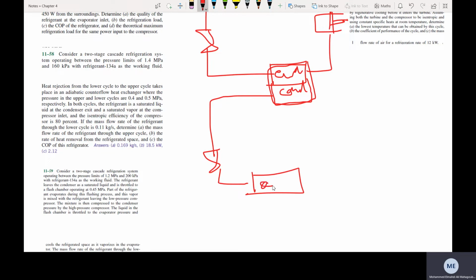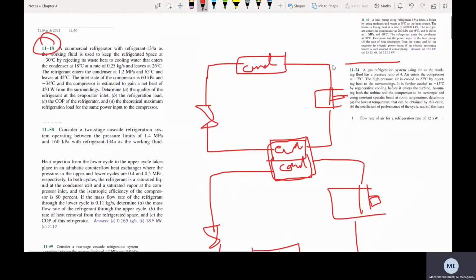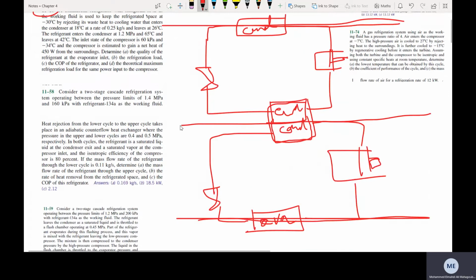Here I have an evaporator, and here I have the second compressor, and here back again. So we have here the pressure of the evaporator. This is the lower pressure, and this is the upper pressure, which is the pressure of that condenser. And now this is the intermediate pressure. This intermediate pressure sometimes can be common.